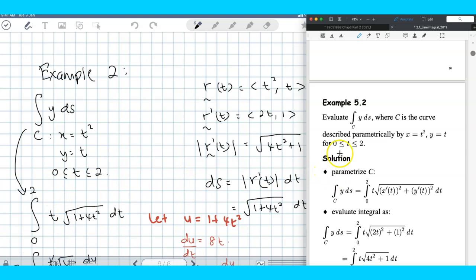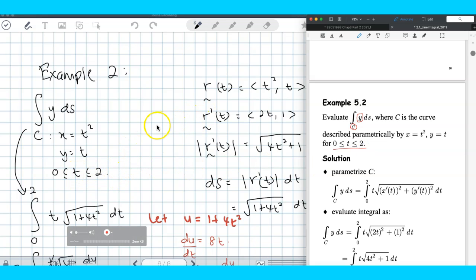Okay, so now look at example 2. We have to compute the line integral where the integrand is y with respect to arc length, over the curve C. The information of the curve is given in parametric form, where x equals t squared and y is equal to t, and the limit of t is also given, from 0 to 2.